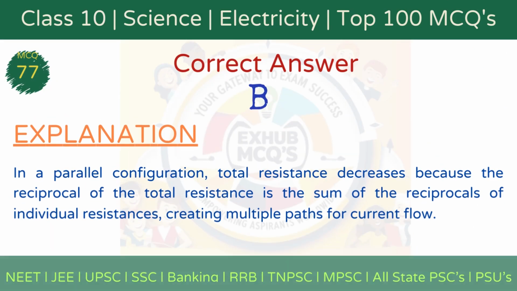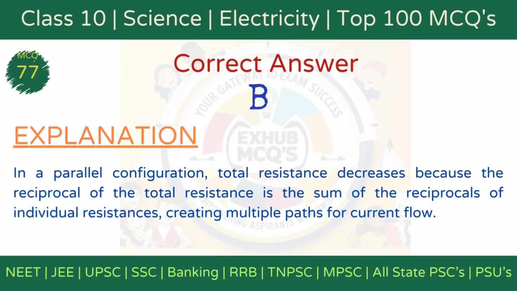The correct answer is option B, parallel. Explanation. A parallel configuration reduces the total resistance because the reciprocal of the equivalent resistance is the sum of the reciprocals of individual resistances, creating multiple current paths.